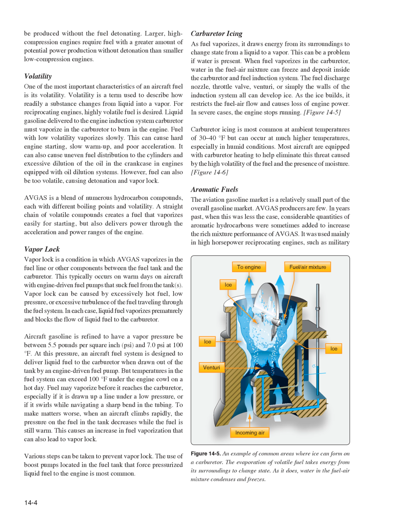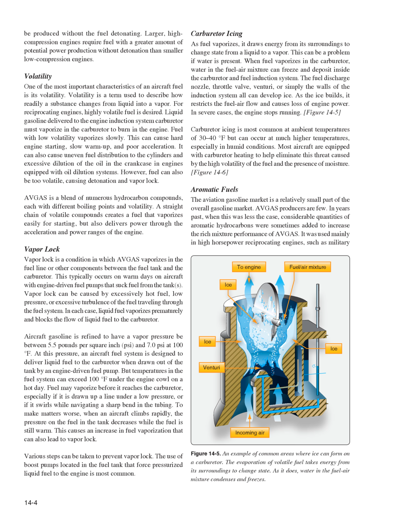It can also cause uneven fuel distribution to the cylinders and excessive dilution of the oil in the crankcase in engines equipped with oil dilution systems. However, fuel can also be too volatile, causing detonation and vapor lock. Avgas is a blend of numerous hydrocarbon compounds, each with different boiling points and volatility. A straight chain of volatile compounds creates a fuel that vaporizes easily for starting, but also delivers power through the acceleration and power ranges of the engine.